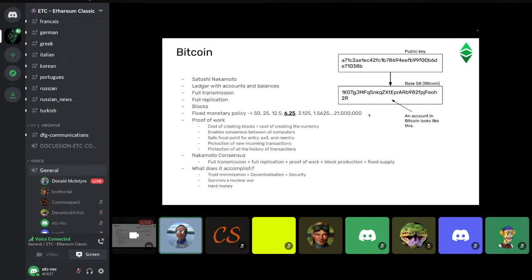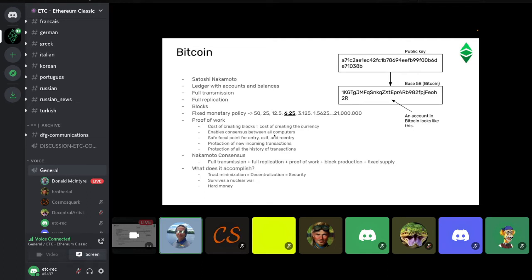And the total number of Bitcoins that are going to be issued ever in the history of humanity is 21 million Bitcoins. So this is algorithmic. It's part of the protocol. It's in the software, and it's fixed, and that's why it's called fixed monetary policy.